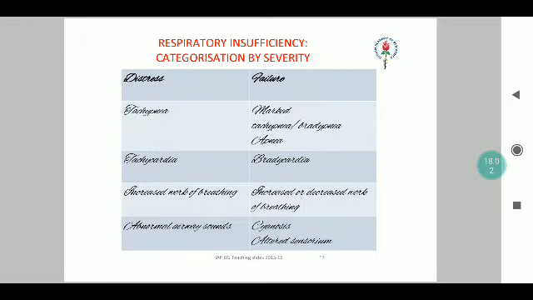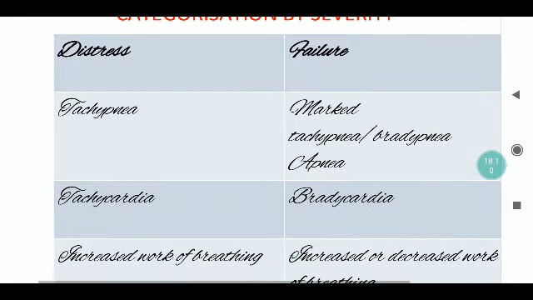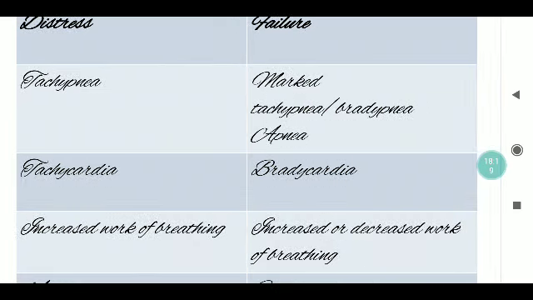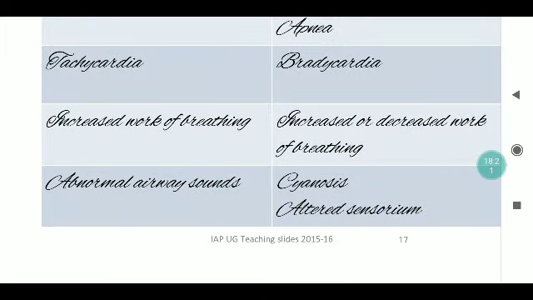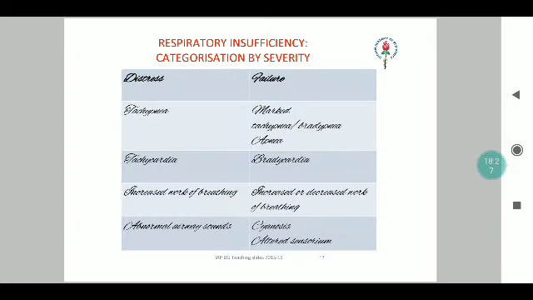Now further, moving on to respiratory insufficiency, if we categorize it based on severity, tachypnea can be suggestive of failure, it can be marked, it can be tachypnea, it can even go to bradypnea. Tachycardia or bradycardia also may be present, and an increased work of breathing may be present along with a decreased work of breathing also. Abnormal airway sounds along with cyanosis or altered sensorium, all of these can be warning signs.